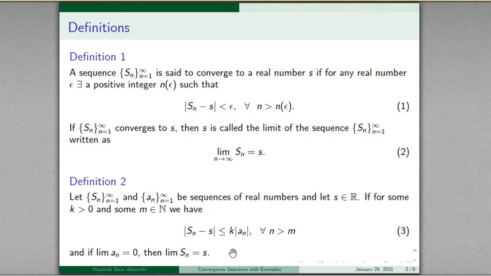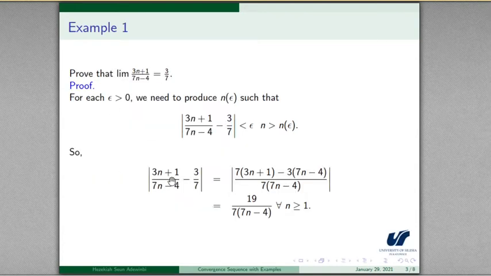When we get to the examples, we'll understand this much better. Example 1 and example 2 use definition 1, while the last example uses definition 2.